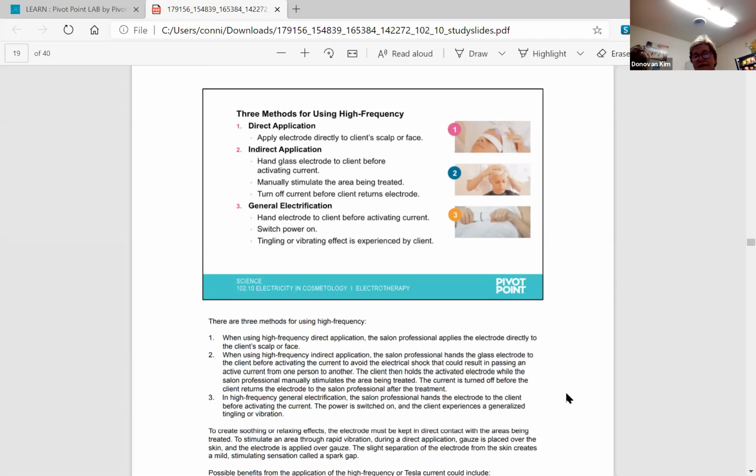All right, the indirect application, okay, the glass electrode is held by the client, okay, and you're going to manually stimulate the area being treated, okay, massaging that face using your friction manipulations, all right? You're gonna turn off the current before you remove the glass electrode from the client.